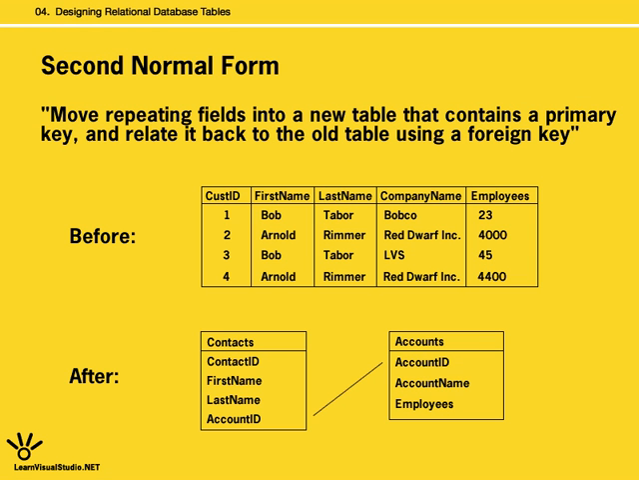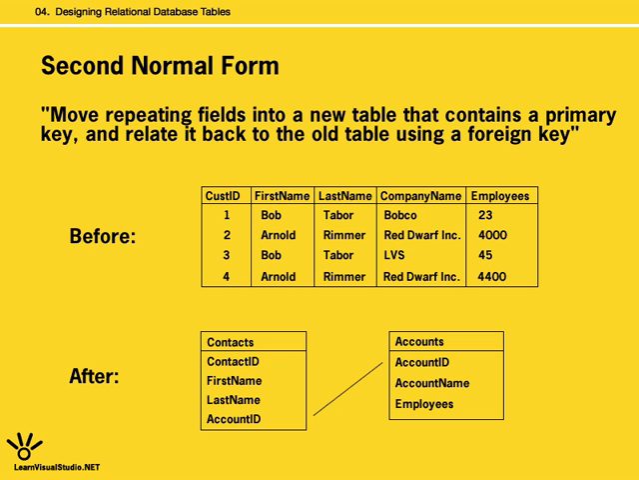Let's move on now to the second normal form, and it's defined this way. Move repeating fields into a new table that contains a primary key and relate it back to the old table using a foreign key. In this scenario, you can see the danger of having Bob Tabor listed multiple times or Arnold Rimmer listed numerous times within our database table. The problem with redundant data is that you don't know which version of the data is most correct and represents the current state of that given row.